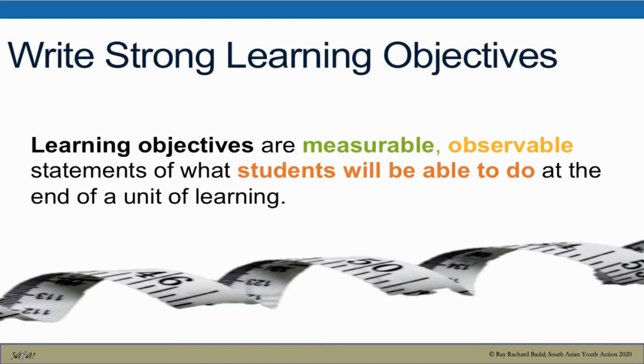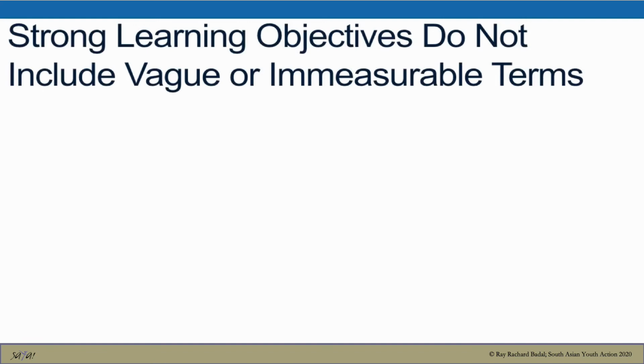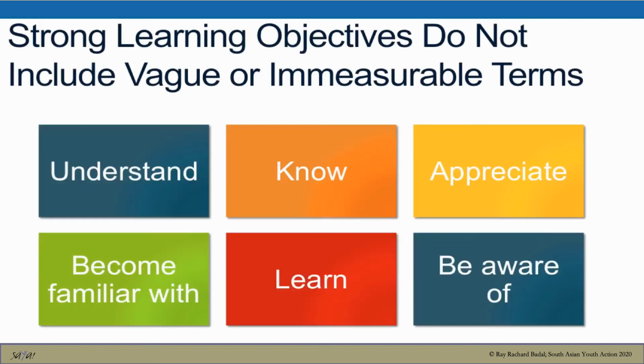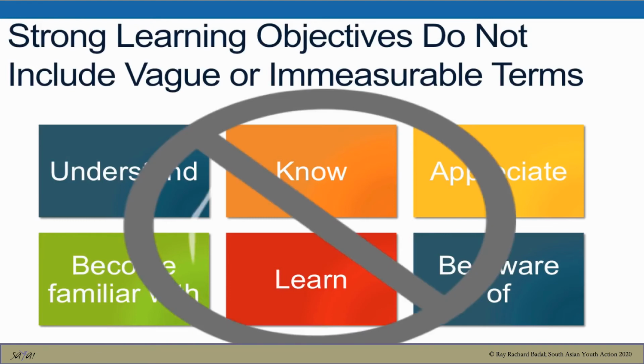So, with this in mind, it is important to emphasize that strong learning objectives do not include vague or immeasurable terms. Terms like understand, know, appreciate, become familiar with, learn, and be aware of are much too vague and almost impossible to assess. Use the Bloom's wheel provided to you to help you select strong action verbs that will describe exactly what the learner will do. This will help to ensure that you are writing specific, measurable, and observable objectives that will provide a solid foundation for your course design. This concludes this video.